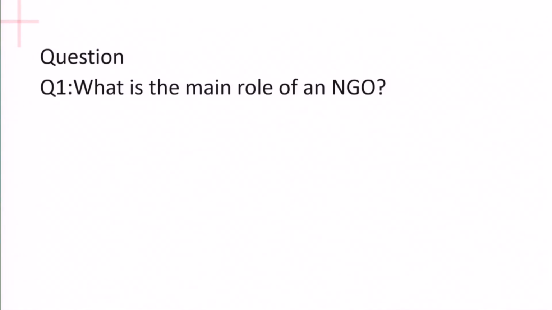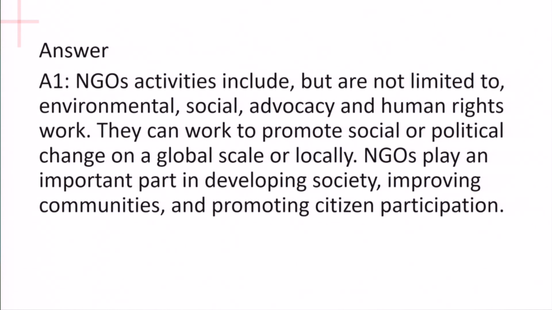Now, let us see some questions and answers. Question 1. What is the main role of an NGO? NGO activities include but are not limited to environmental, social, advocacy, and human rights work. They can work to promote social or political change on a global scale as well as locally. NGOs play a very important role in developing society, improving communities, and promoting citizen participation. And for all this, a participatory style is found to be very effective.